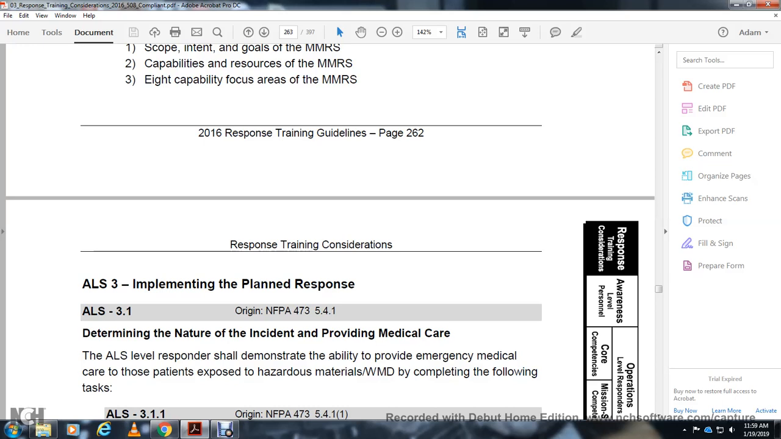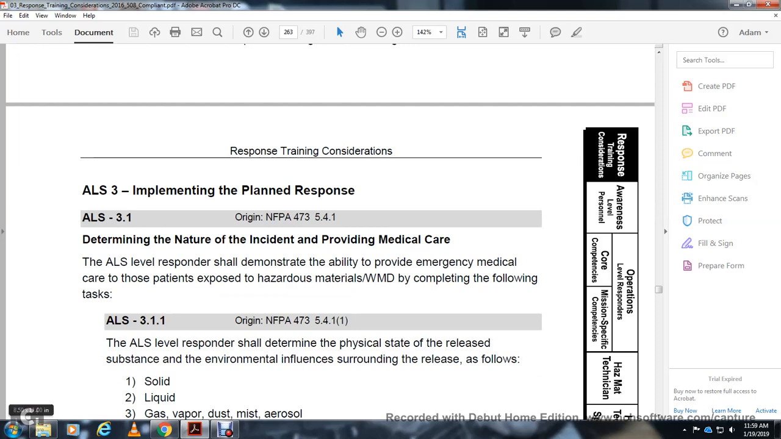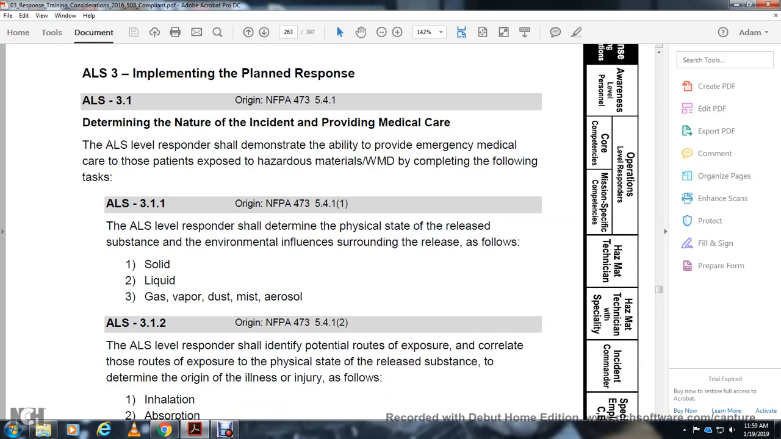Implement the plan and response. Determine the nature of the incident to provide medical care. The advanced life support level of response should demonstrate the ability to provide emergency medical care to patients of a hazardous materials/weapons of mass destruction incident by completing the following tasks. Determine the physical state of the released substance and environmental influences surrounding the release: solid, liquid, gas, vapor, dust, mist, and aerosol.